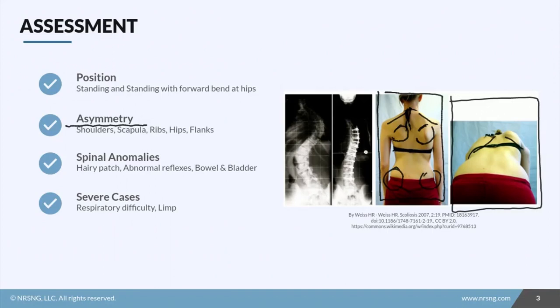Now, scoliosis is often associated with some other diagnoses like spina bifida and Marfan syndrome. So you want to just check for any kind of spinal anomalies. You want to check reflexes, look at their bowel and bladder habits. Is there any kind of dimpling or hairy patch on their back? And just looking for signs of other syndromes.